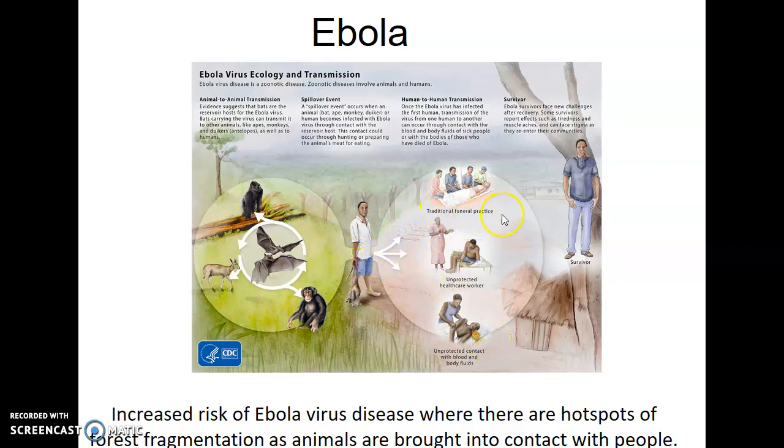So you could get it from funeral practices, so that was an issue. And how do you deal with your human death, and how do you do a funeral if you don't want to get Ebola? An unprotected healthcare worker, so trying to care for those with Ebola, you could get Ebola as well. And then unprotected contact with blood and bodily fluids. So again, caring for those with Ebola and somehow getting it yourself. So you could survive these challenges and recover. It's just some were not very effective and they were dead.